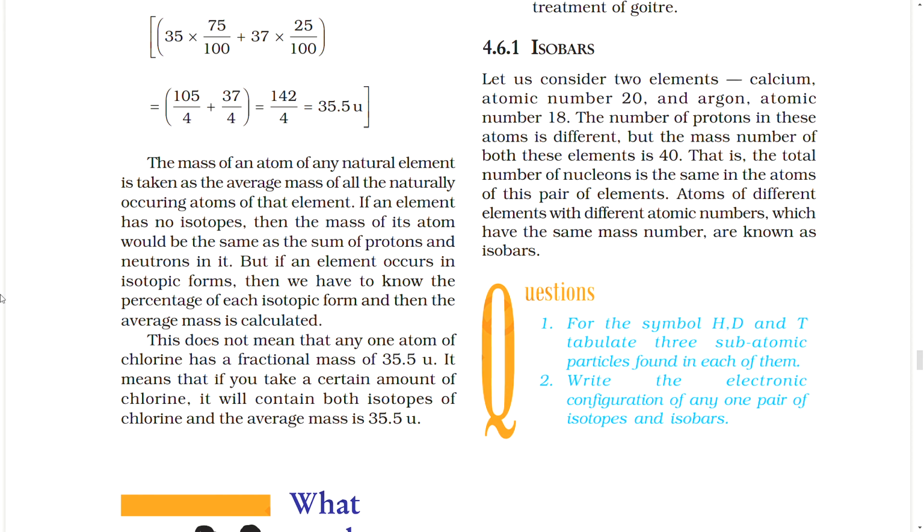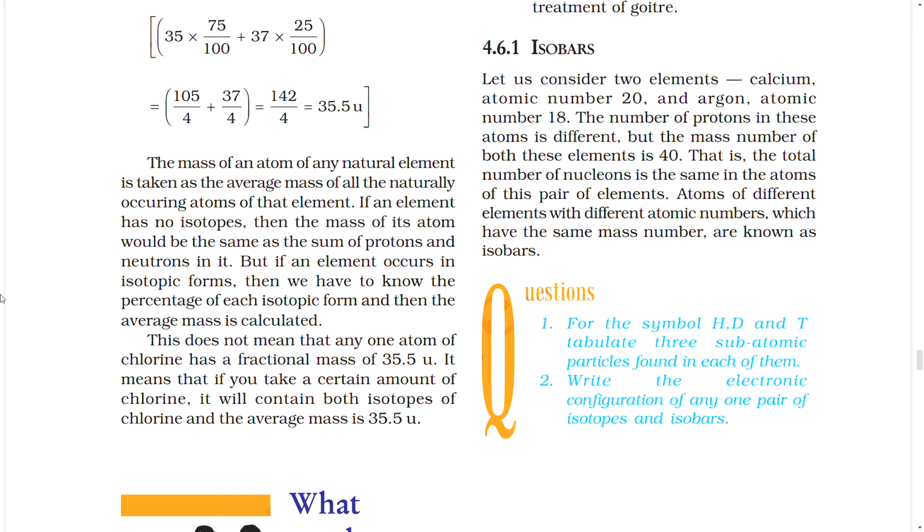The mass of an atom of any natural element is taken as the average mass of all the naturally occurring atoms of that element. If an atom has no isotopes, then the mass of its atom would be the same as the sum of protons and neutrons in it. But if an element occurs in isotopic form, then we have to know the percentage of each isotopic form, and then the average mass is calculated.